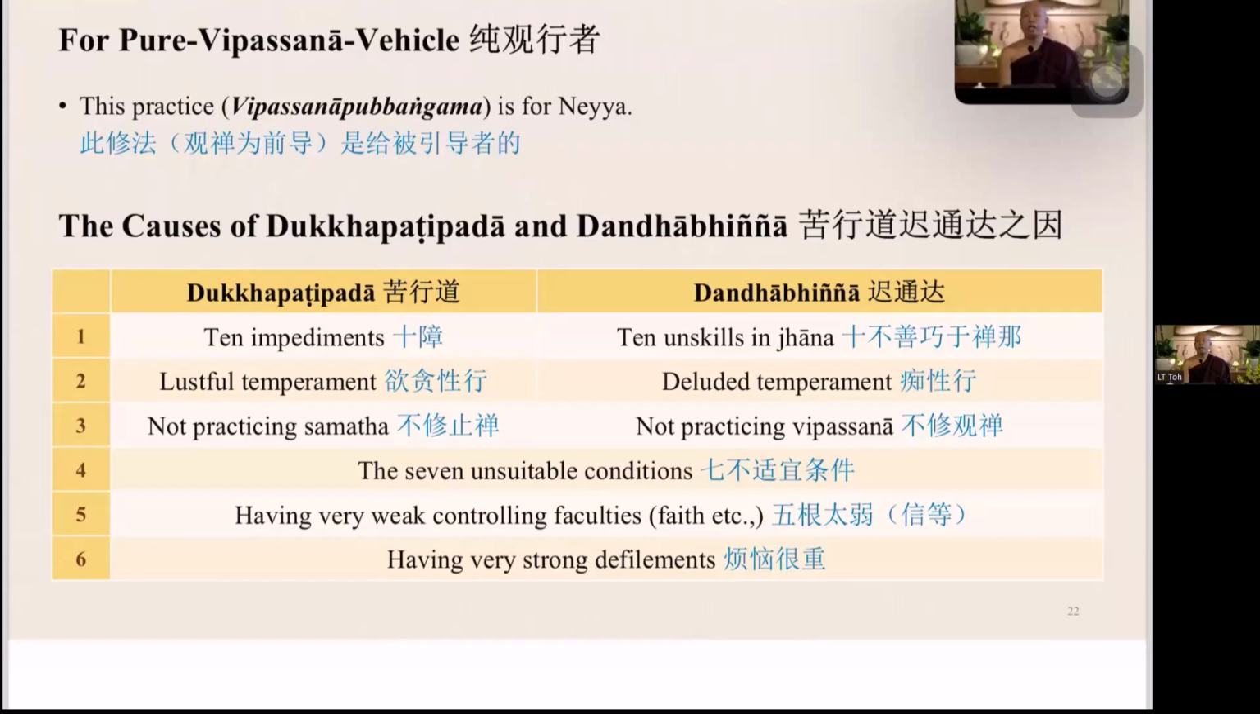Then again, conversation. We also need proper conversation. Sometimes we see somebody who has a lot of negativity. They just speak negatively. Then it will be very effective against our practice. Right? It will affect our practice.